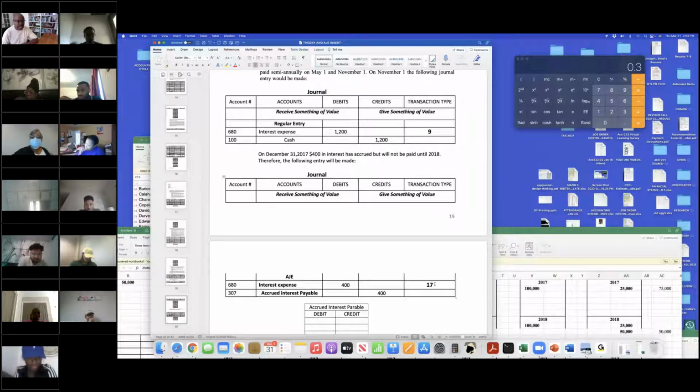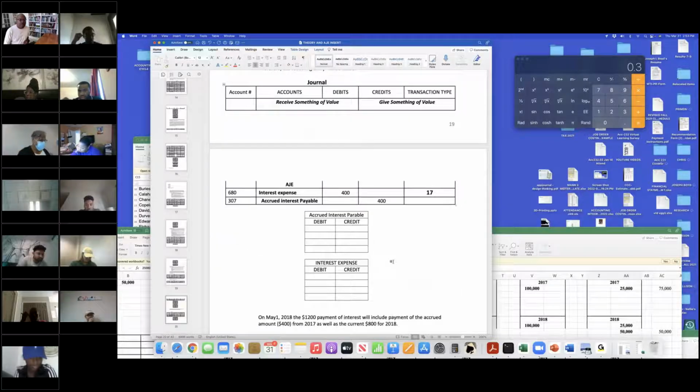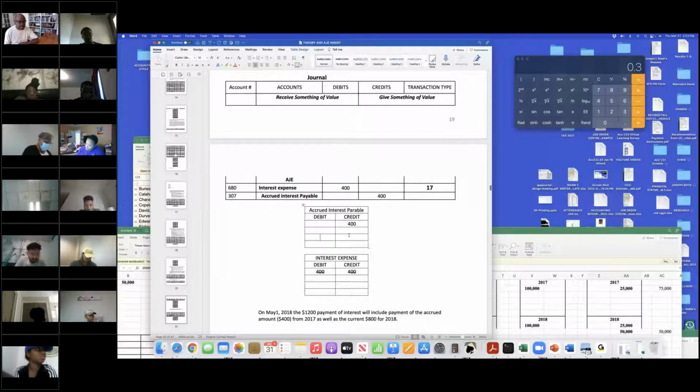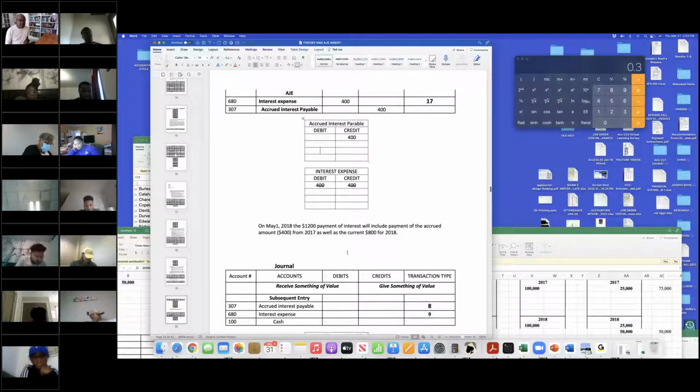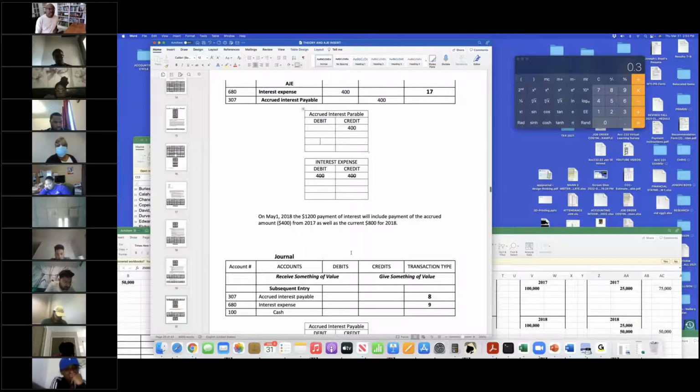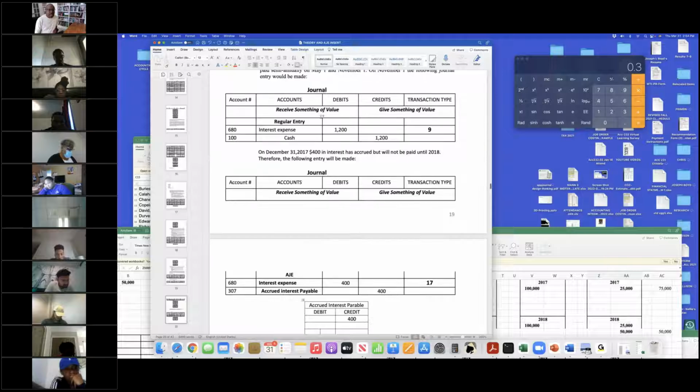So we would have debited interest expense and credited accrued interest payable, and that would have occurred in 2017. We would have closed out the interest expense that we accrued in 2017. But the payable account is a liability, so it carries over. So when we get to 2018, we've got to pay the interest. Every 6 months, we've got to pay the interest of $1,200. So we're going to pay $1,200.